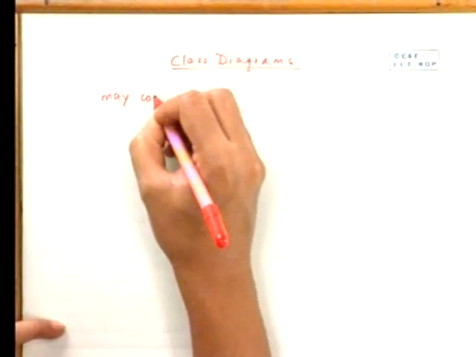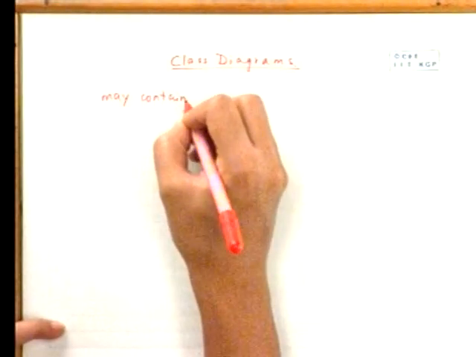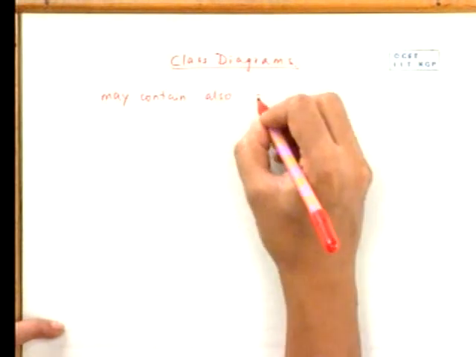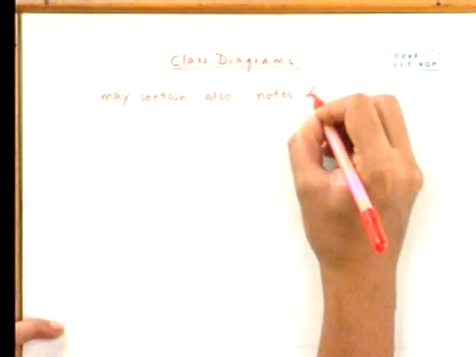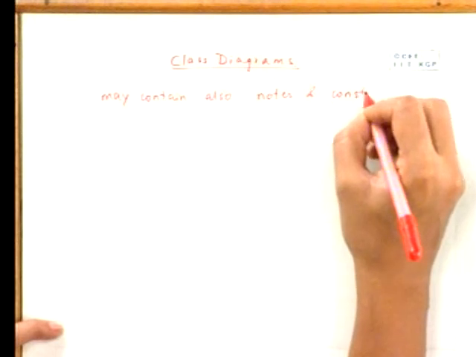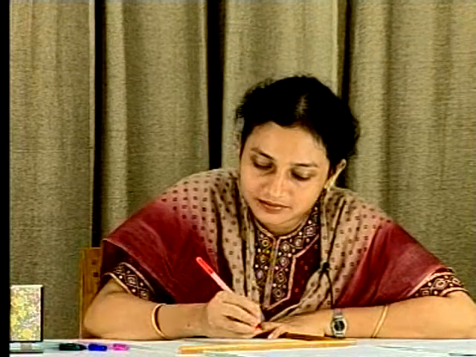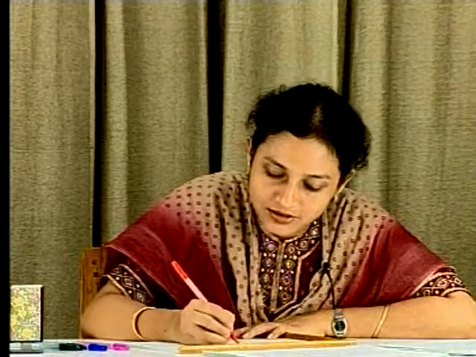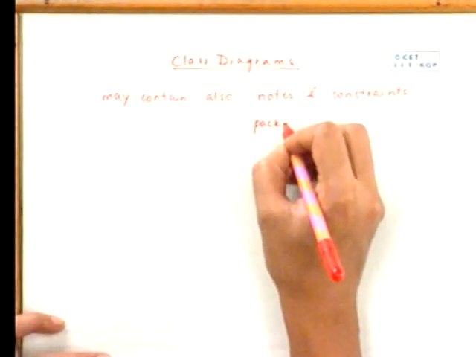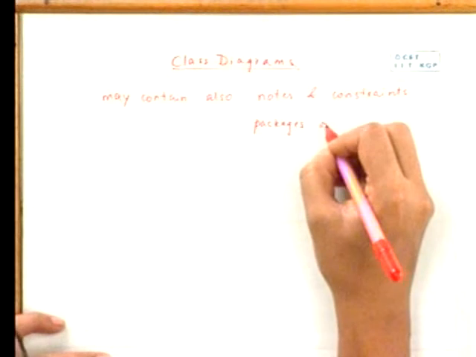It may also contain nodes and constraints. Note that nodes and constraints may occur in any form of diagram in UML. So this is besides these classes and other things. It may also contain packages or subsystems.